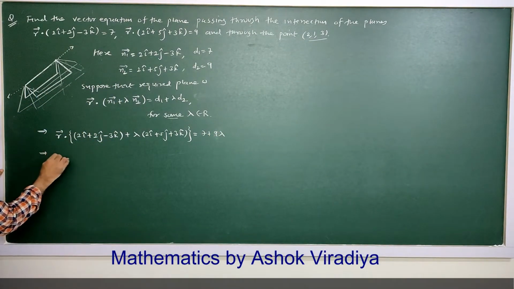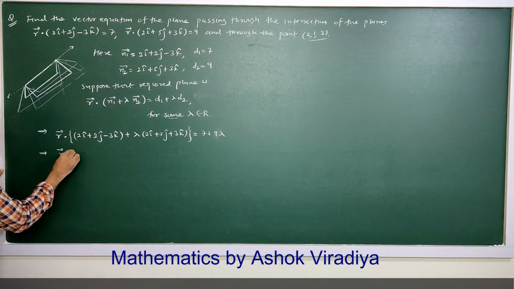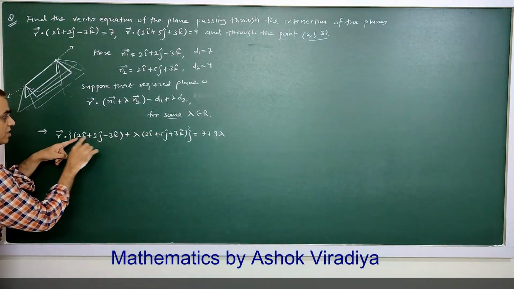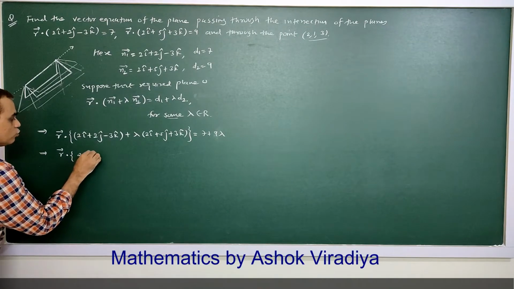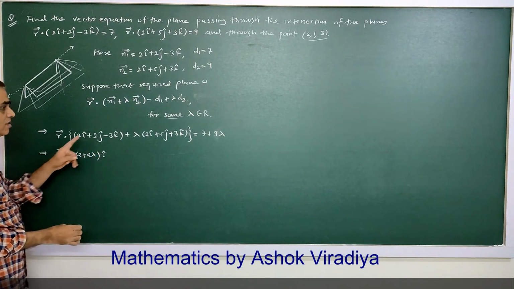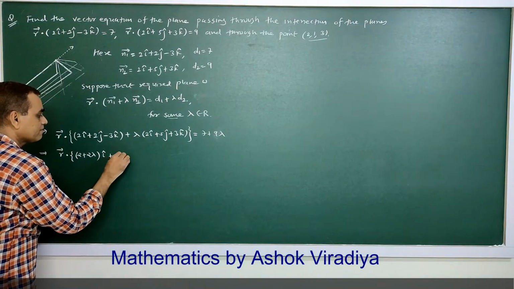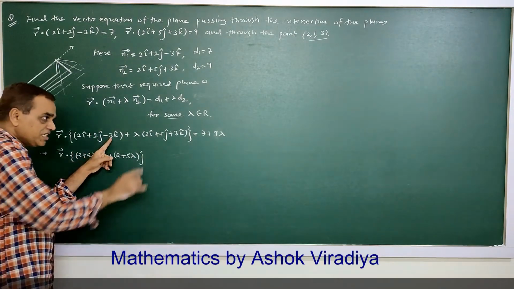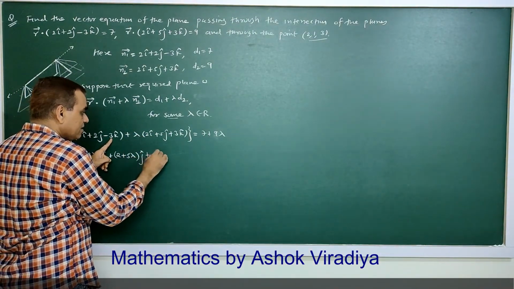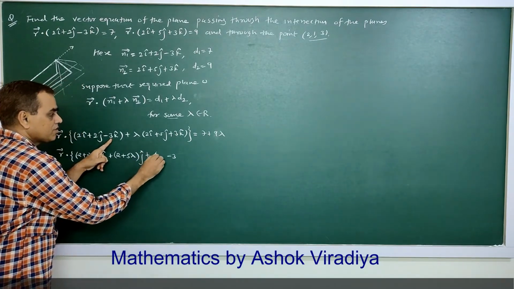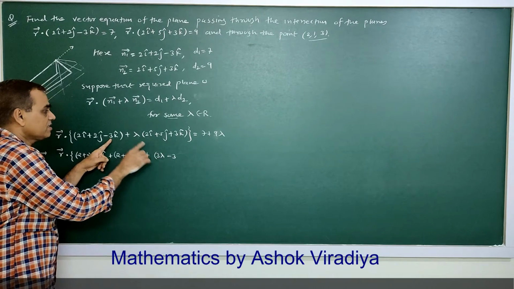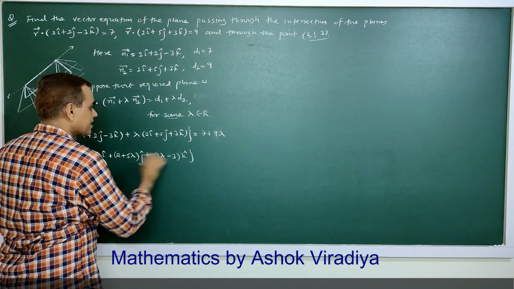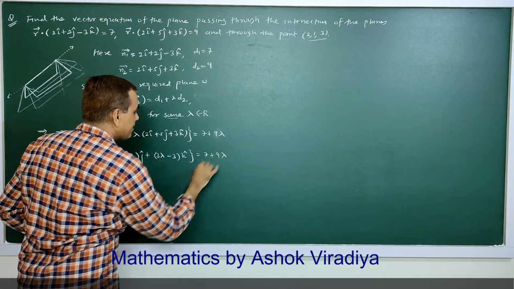That is vector r dot, now joining this together, addition of vectors: (2 plus 2 lambda) times i, (2 plus 5 lambda) times j, minus 3 plus 3 lambda times k. So putting 3 lambda minus 3 times k, close the bracket, equal to 7 plus 9 lambda.